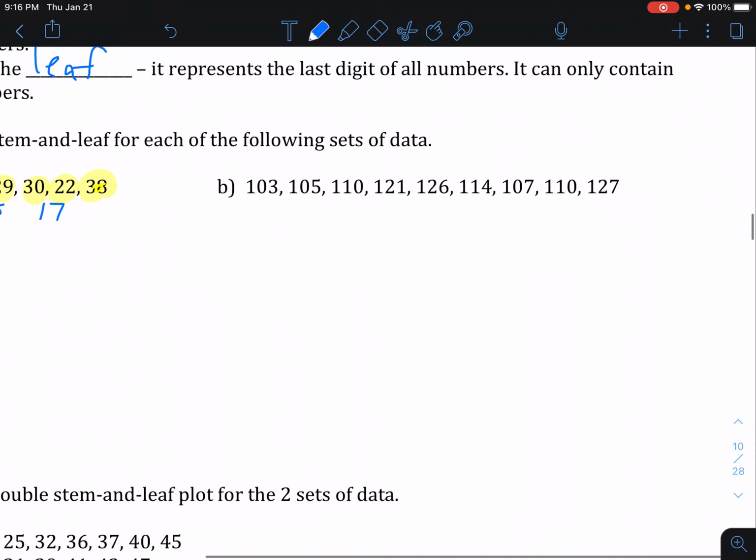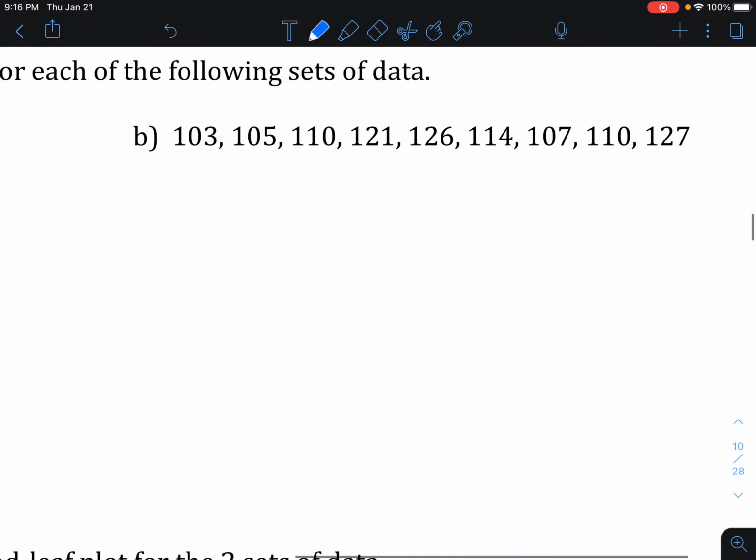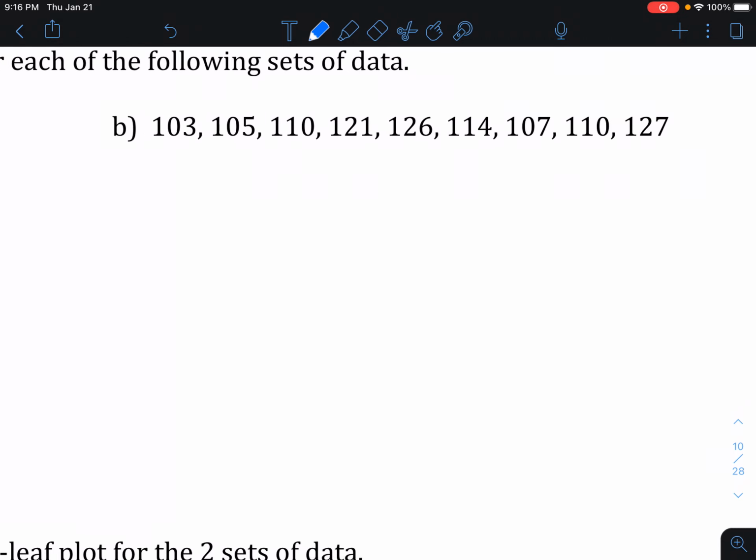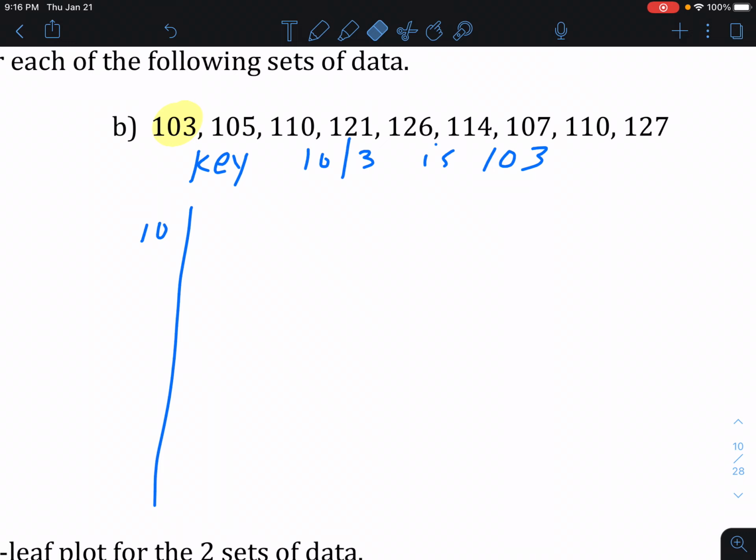Let's try another one. This one has triple digits. So what's my lowest number here? It looks like I have a 103. So let's start with my key. That is 103. My first stem is, let's make that line straighter, my first stem is 10, so 103.